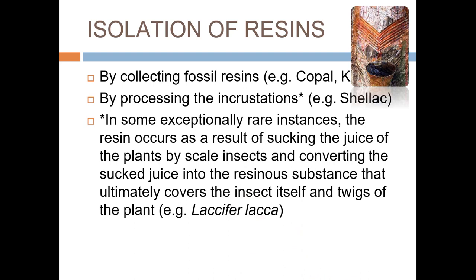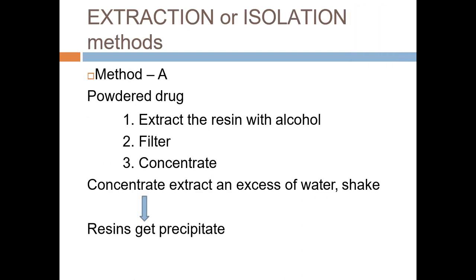In some exceptionally rare instances, the resins occur as a result of scale insects sucking the juices of the plant and converting the sucked juice into resinous substances that ultimately cover the insects themselves and the twigs of the plant, like Laccifer lacca.